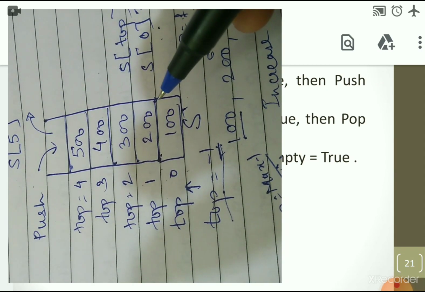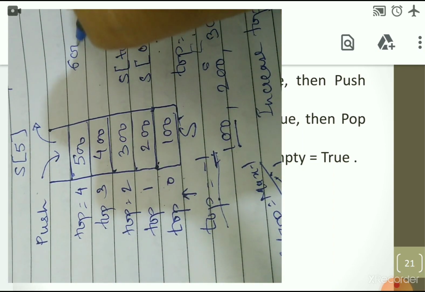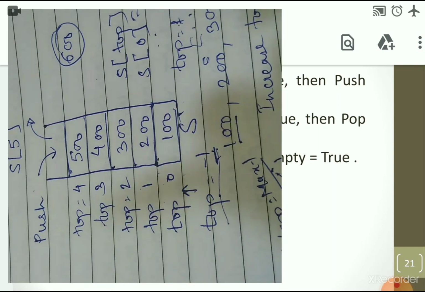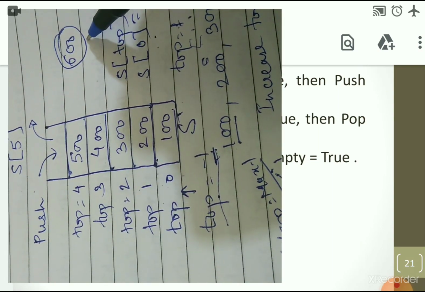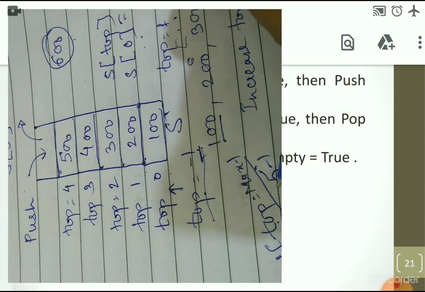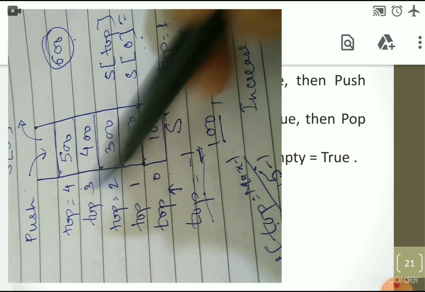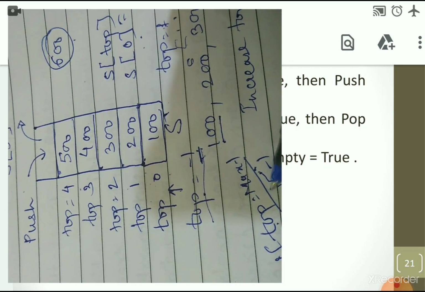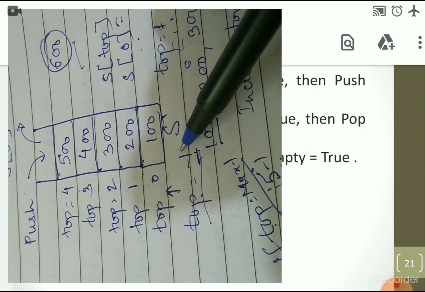I want to insert one more element into the stack. 600 is also there, and I want to insert this 600 into the stack. Again, the same procedure we have to follow. Wherever there is an element to push into the array, we have to check the condition: if top is equal to max minus 1. Now the value of top is equal to 4, that is, it is max minus 1. So we can say that the stack is full and we cannot insert the element 600 into the stack. So this is the stack full condition.